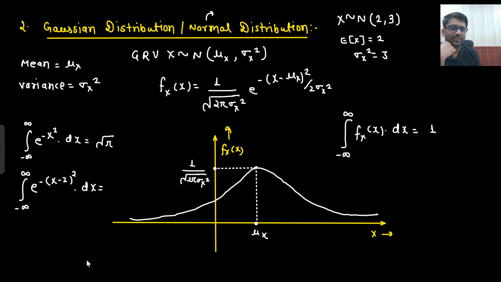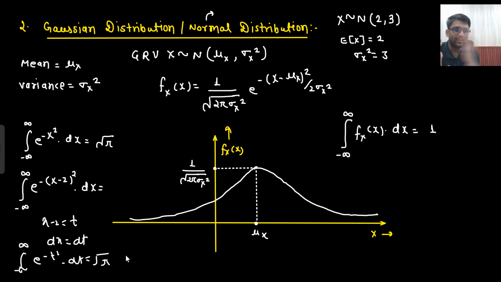In place of x I am putting x minus 2. So if you put x minus 2 equals to t, what you will be getting? dx equals to dt. Limit will also be from minus infinity to infinity. So eventually you will be getting e to the power minus t square dt, which is equal to under root pi only. So you are just shifting the graph. You just shifted the graph.